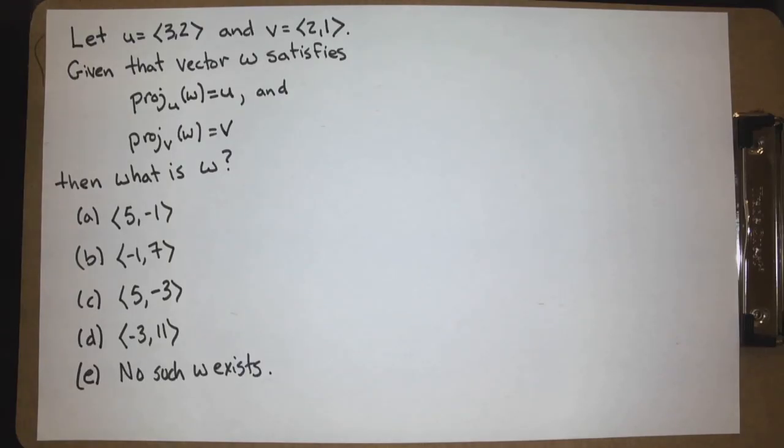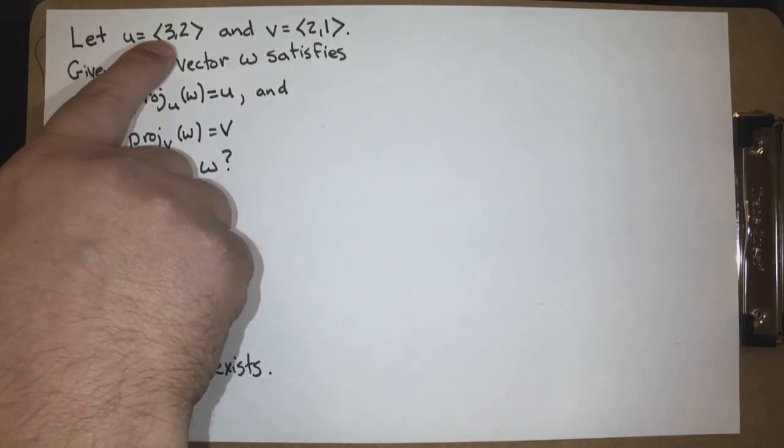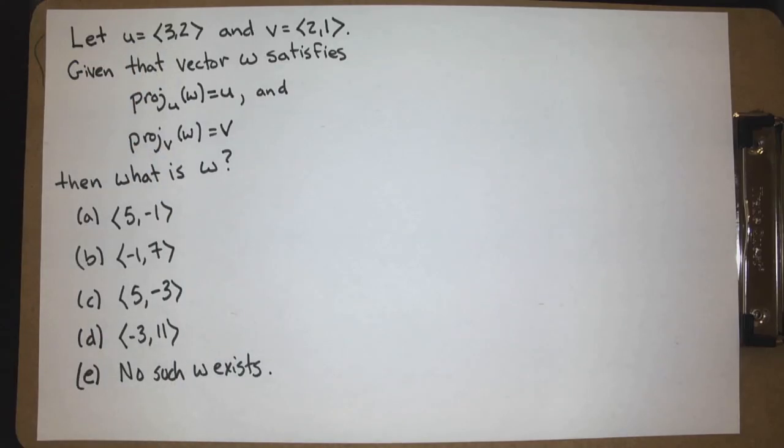So let's warm up, right? Let U be the vector (3, 2). So it's a two-dimensional problem, so that's good. That should make things easier. V is the vector (2, 1).